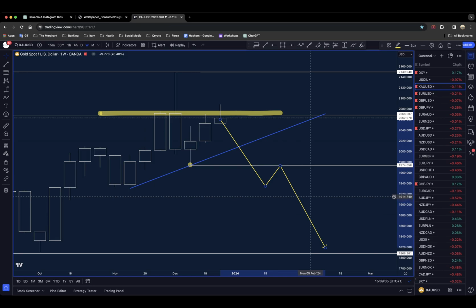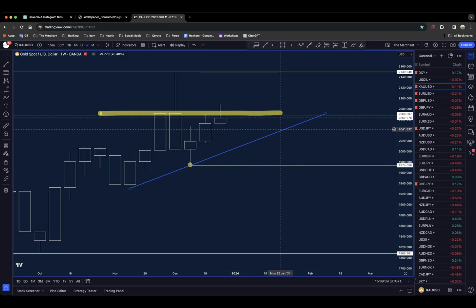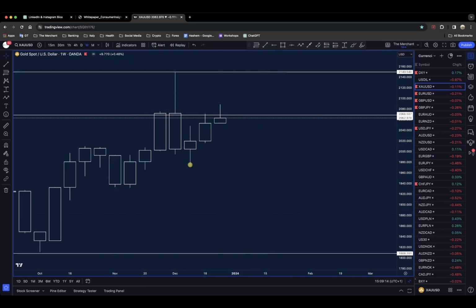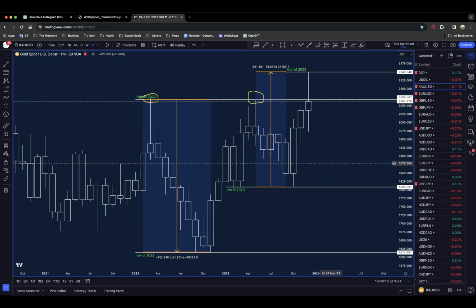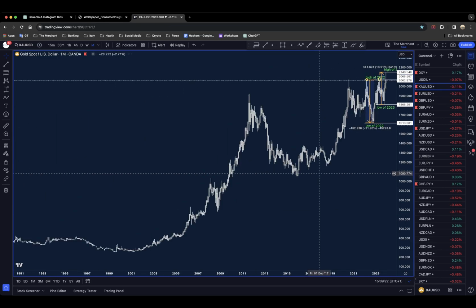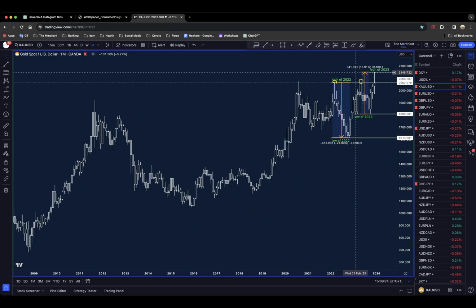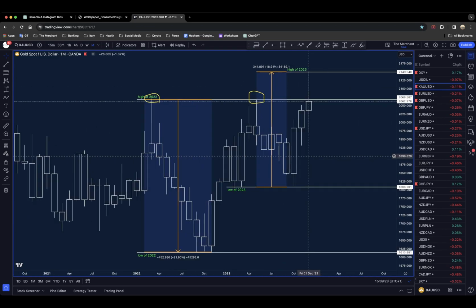Okay, so this is what I'm looking for the gold in the short term, right? But as I said, when it comes to the monthly time frame, this is how I'm looking at it, okay? Definitely we can see that right now we are at the all-time high for gold, right?